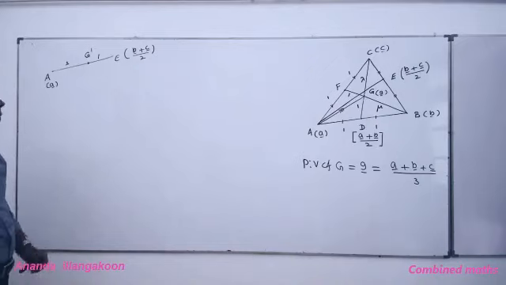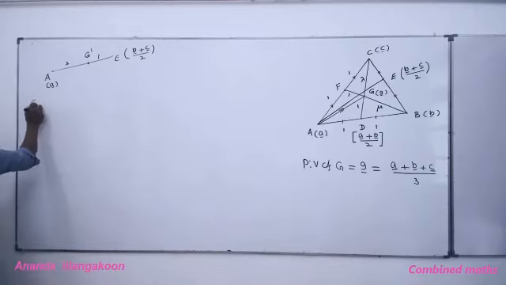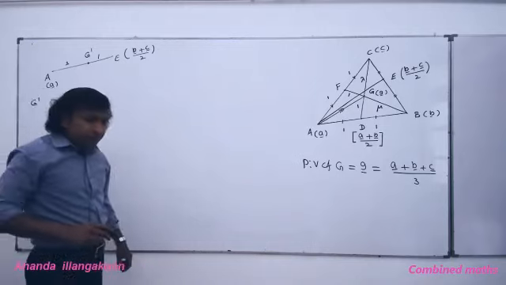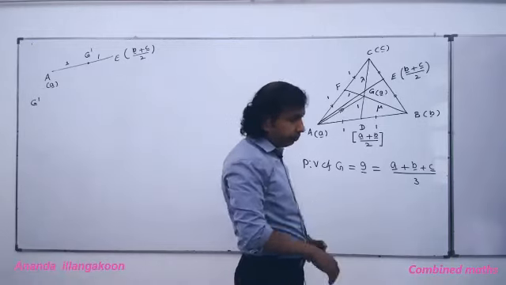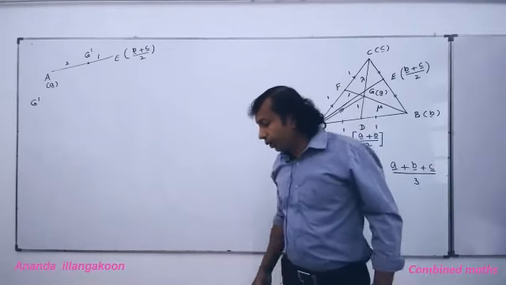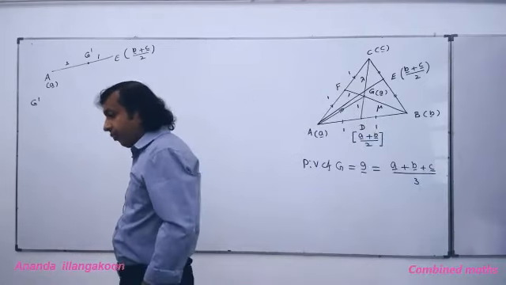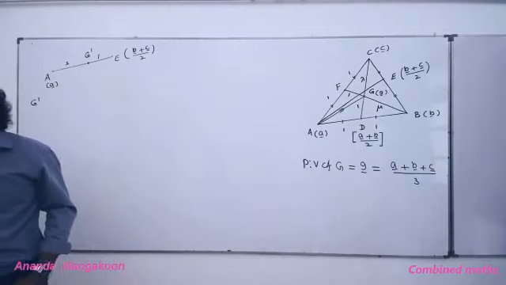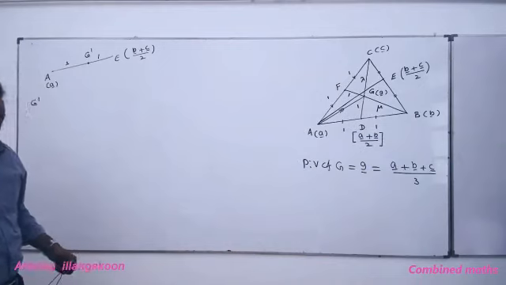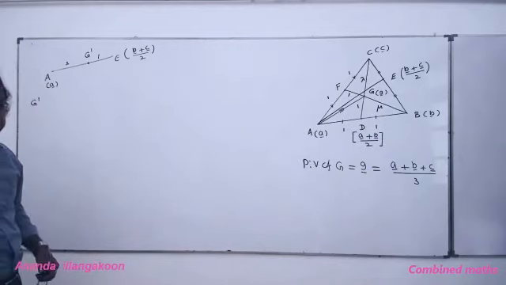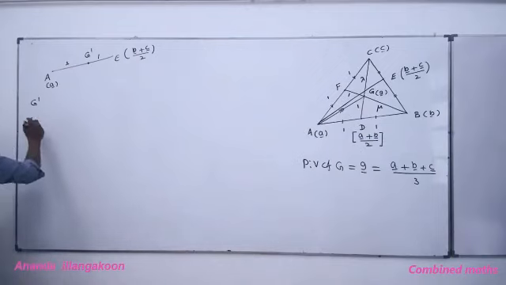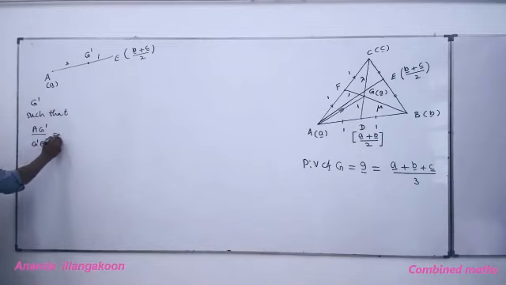Let G dash be the point on this line such that AG dash divided by G dash E equals 2/1.